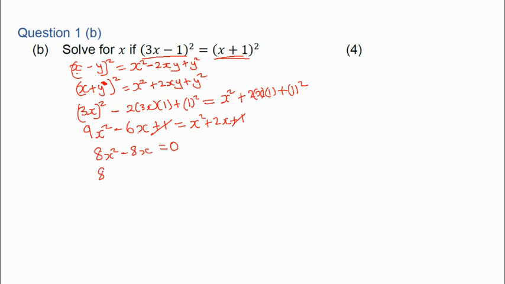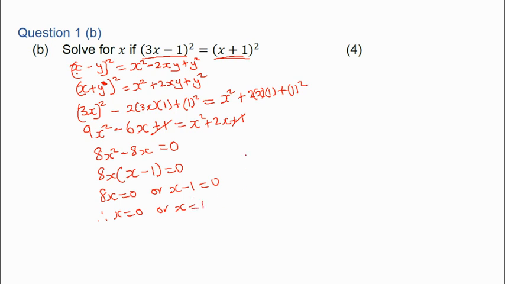Yes, we have, which is 8x, and then it's going to be x minus 1 is equal to 0, meaning that it's either 8x is equal to 0 or x minus 1 is equal to 0. Therefore, x is equal to 0 or x is equal to 1. So those are the answers.